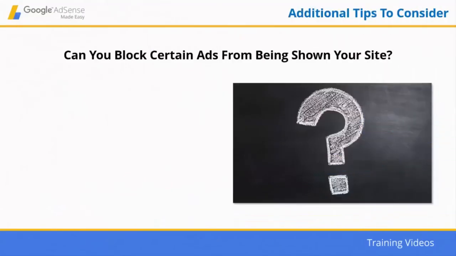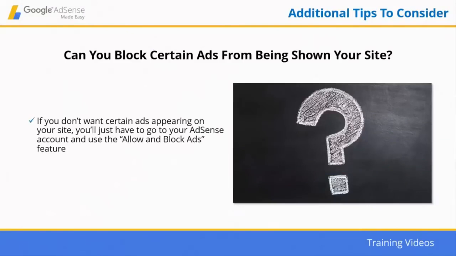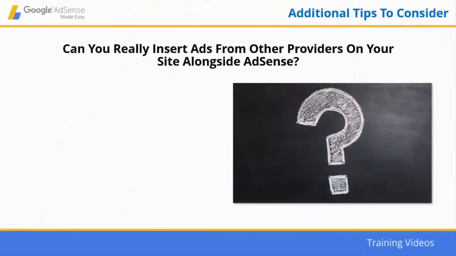Can you block certain ads from being shown on your site? If you don't want certain ads appearing on your site, you'll just have to go to your AdSense account and use the Allow and Block Ads feature. Then you'll just have to add the URL of the ad units that you want to filter out from your site.